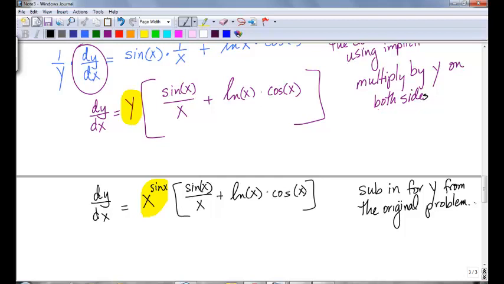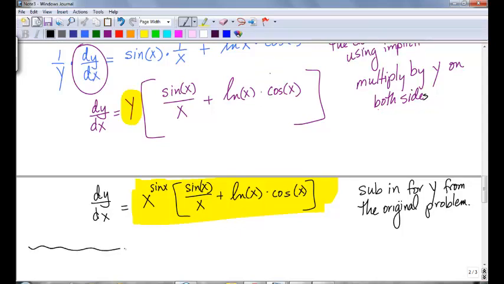Okay, that whole thing is your answer. If they gave you an x value and you wanted the derivative of that original, you sub it into that, and you'd actually be finding the slope of the tangent line to that original curve. Okay, so that's your second example with logarithmic differentiation.